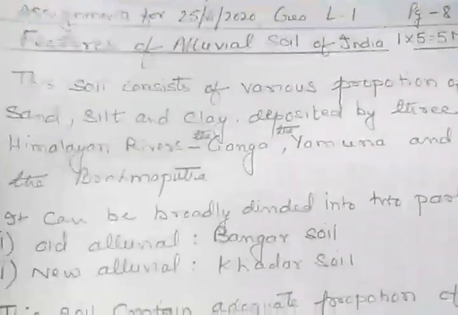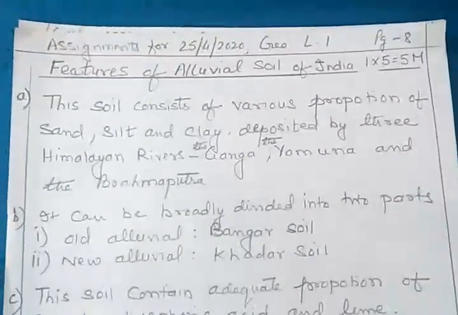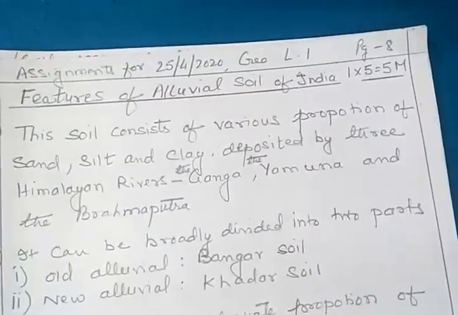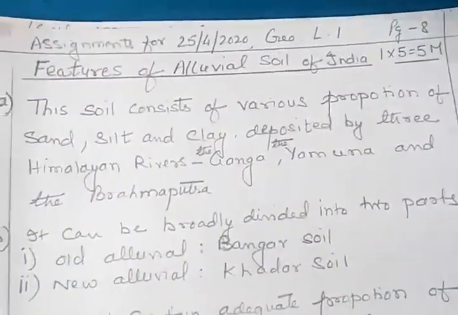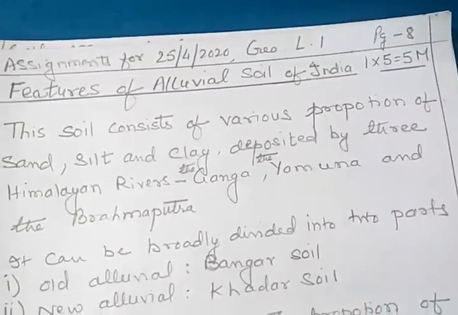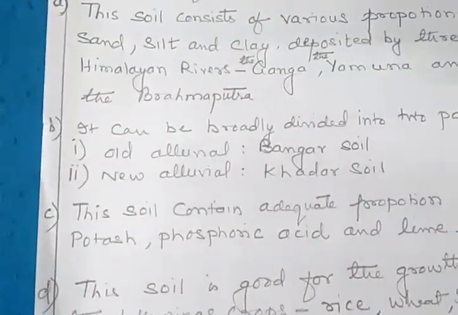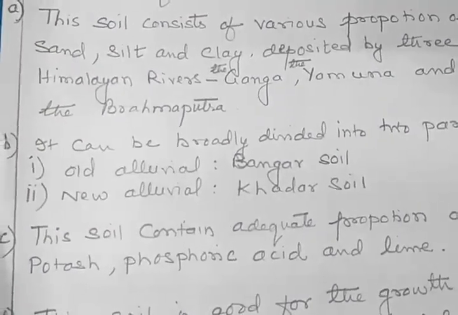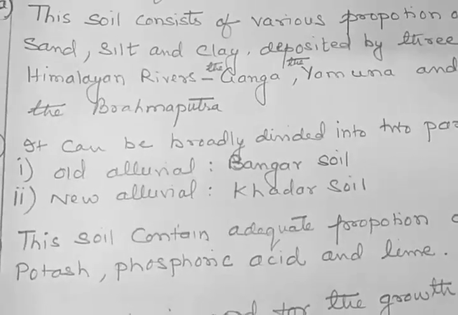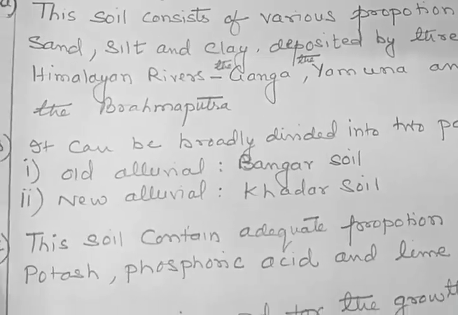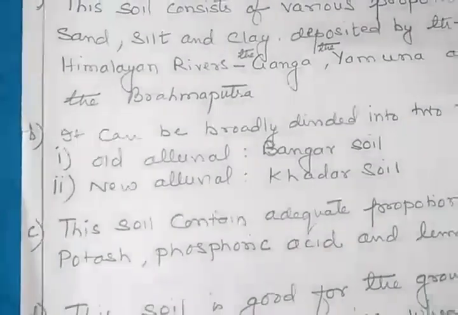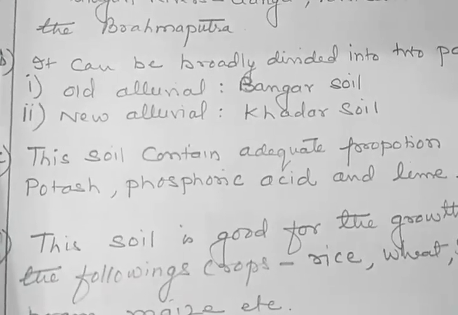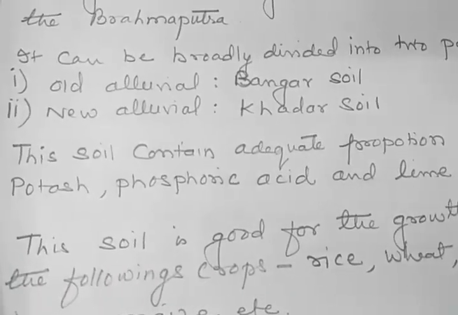First of all, this soil consists of various types of sand, silt, and clay deposited by the three major Himalayan rivers, the Ganga, the Yamuna, and the Brahmaputra. It can be broadly divided into two parts: old alluvial soil, Bangar soil, and new alluvial soil, that is Khaddar soil. This soil contains an adequate proportion of phosphoric acid, potash, and lime.